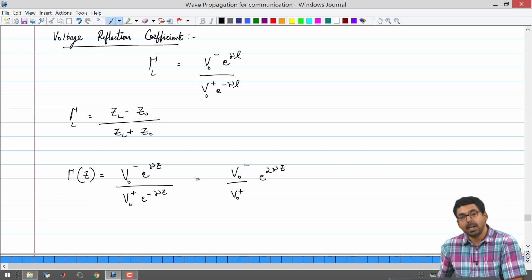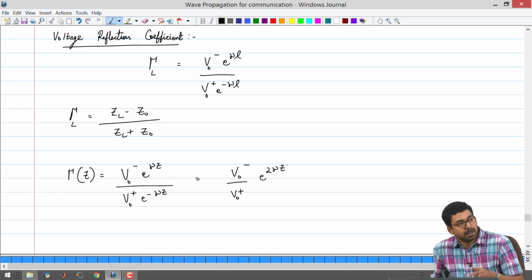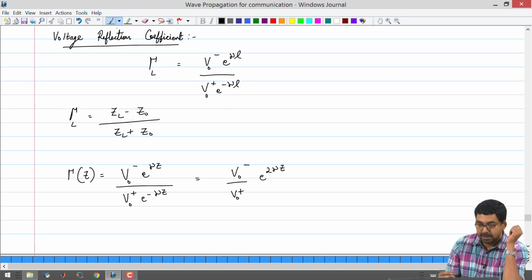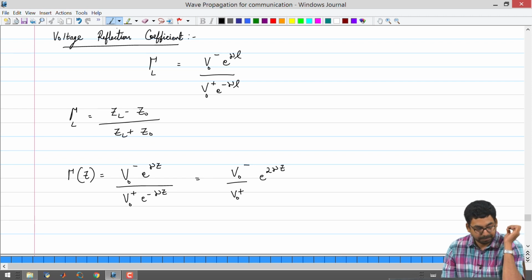If z is equal to 0, in our case the way we have defined now, it corresponds to the source side, you will end up getting V naught minus divided by V naught plus. So, it is correct. If z is equal to L, you will end up getting what we have got here, alright. So, it is correct. So, at any position z, you can have a reflection coefficient, okay.